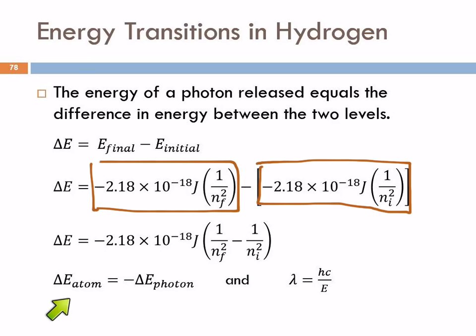And then what we need to remember is that the change in energy for the atom is opposite in sign to the change in energy for the photon. If the energy of the atom goes down, the energy of the photon goes up. And the other thing to remember is that the wavelength of the light is equal to Planck's constant times the speed of light divided by the energy. We're going to look at things like this in lab today, and we're going to use the wavelength of light that we measure to calculate which principal energy levels the electron is transitioning between.